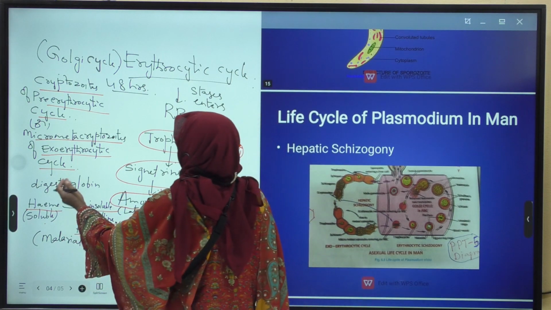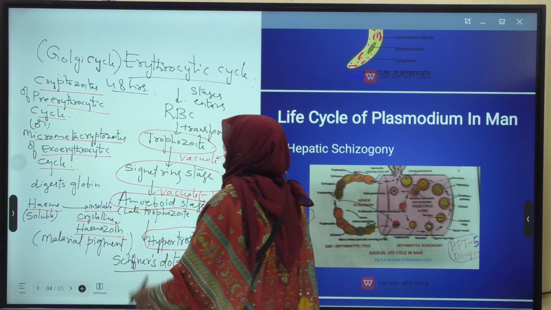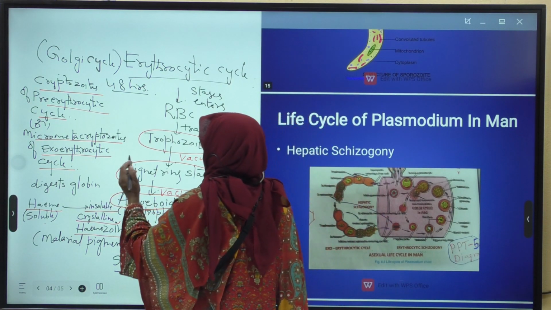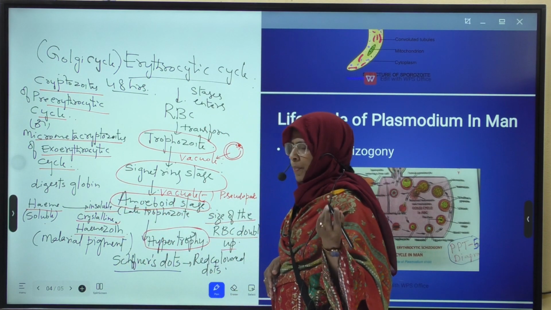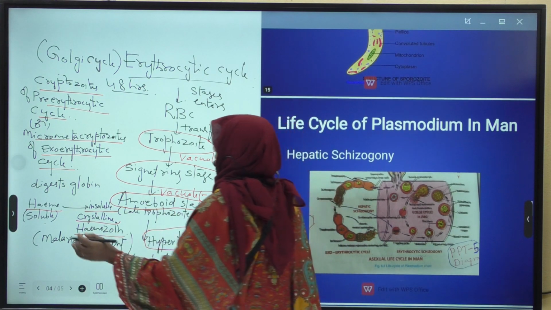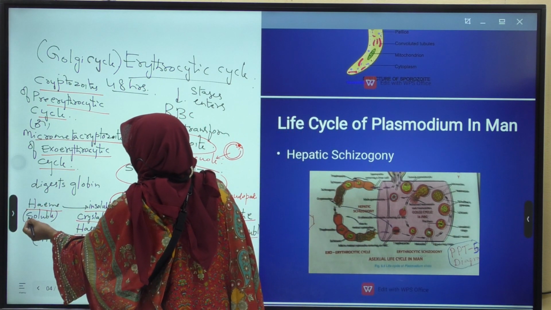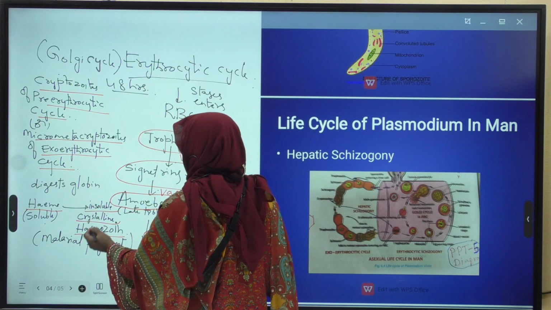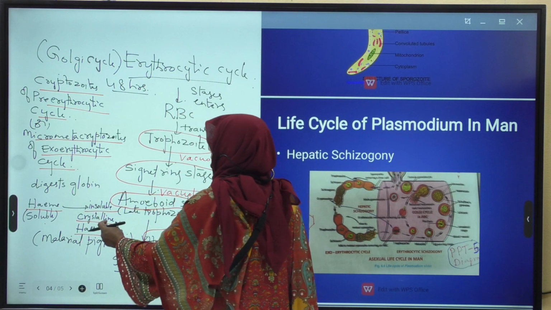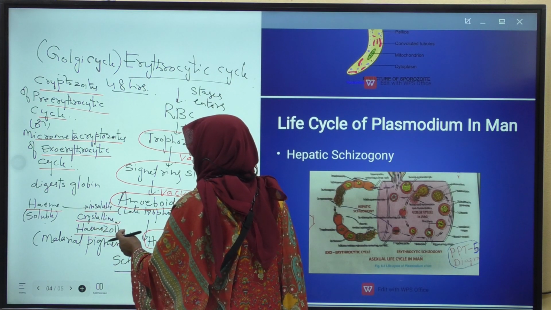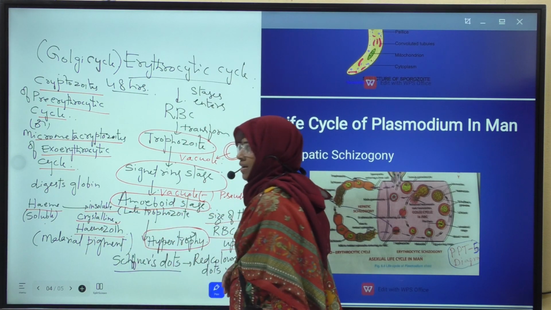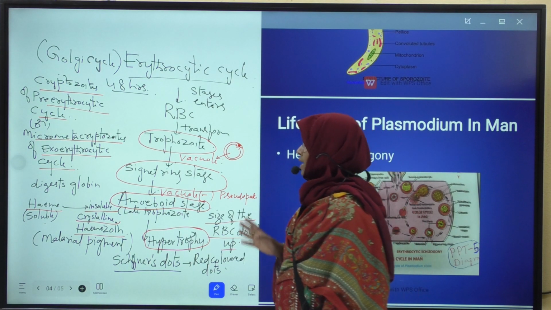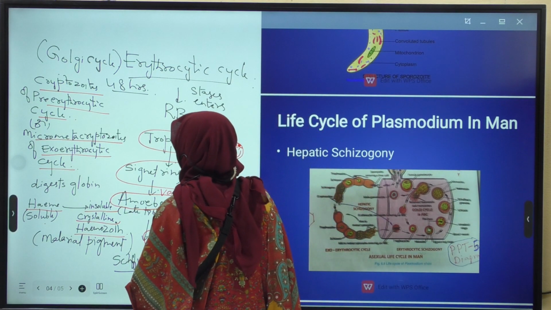Okay, once again I am repeating, this parasite feeds on the globin part of the hemoglobin. It digests the globin part and it leaves heme. This soluble heme is later converted into insoluble crystalline hemozoin. This crystalline hemozoin is a malarial pigment, which is a toxic pigment, and it is a disposable product.